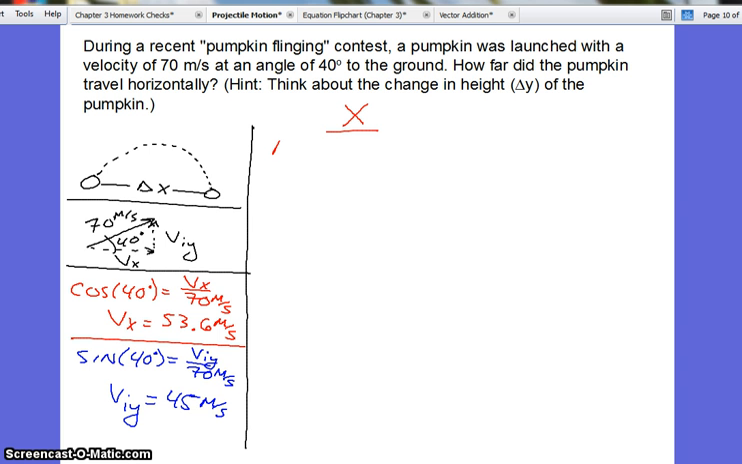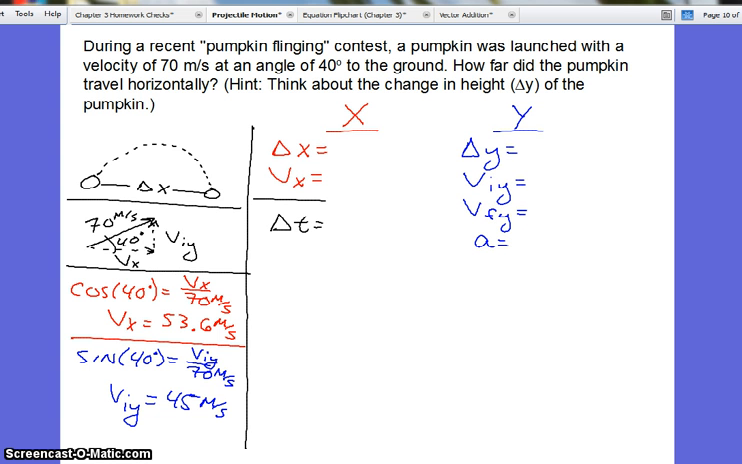We write down our givens. What do we know in the x direction? And what do we know in the y direction? Remember, we have two velocities in the y because it is accelerating, but we only have one velocity in the x because it's not accelerating in the x. Of course, we have time, which is in neither the x nor the y direction. So I'll write it to the side over by itself.